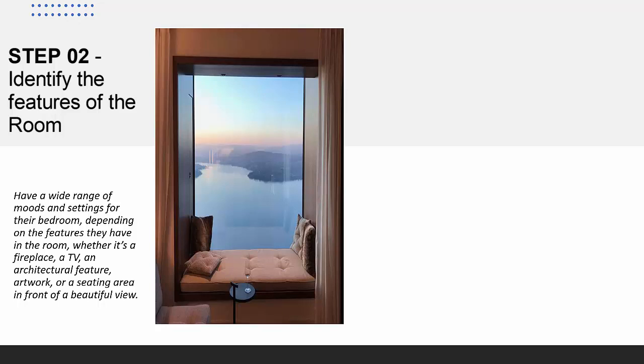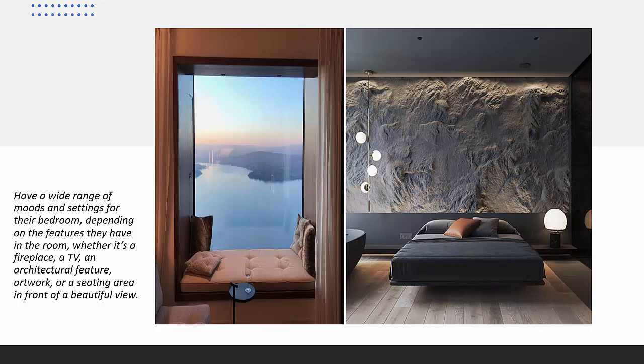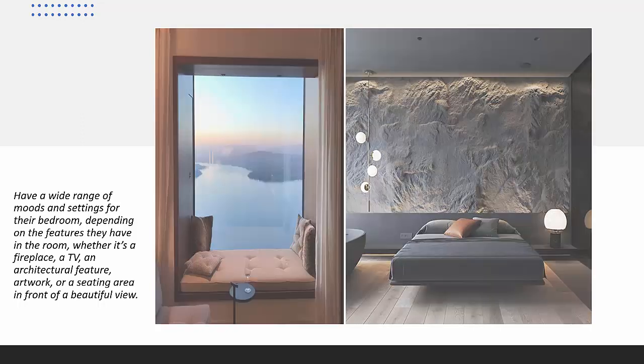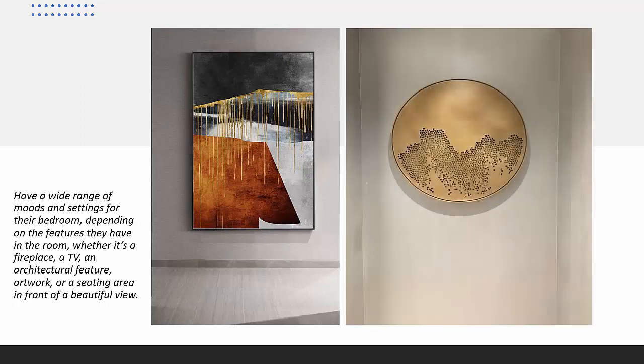Then we can even have an architectural feature in the bedroom. So it can be any marble wall, it can be an onyx wall, it can be some extra abstract work on the wall, anything, any architectural feature. It can even be a double height, anything which is a feature of that room. Then it can be a painting, any artistic work, or any other artifacts of this room.